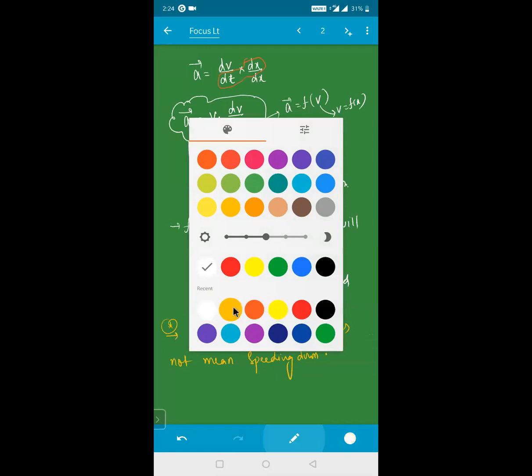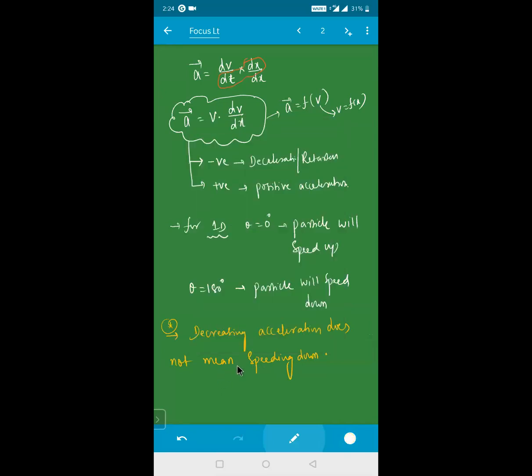How? Does anyone have an idea? So see the condition for this, beta. If acceleration, that is nothing but a bar, is in the direction of velocity, very important beta, people make a lot of mistakes in theory questions, so for that I have highlighted and written this point here. So decreasing acceleration does not mean speeding down.